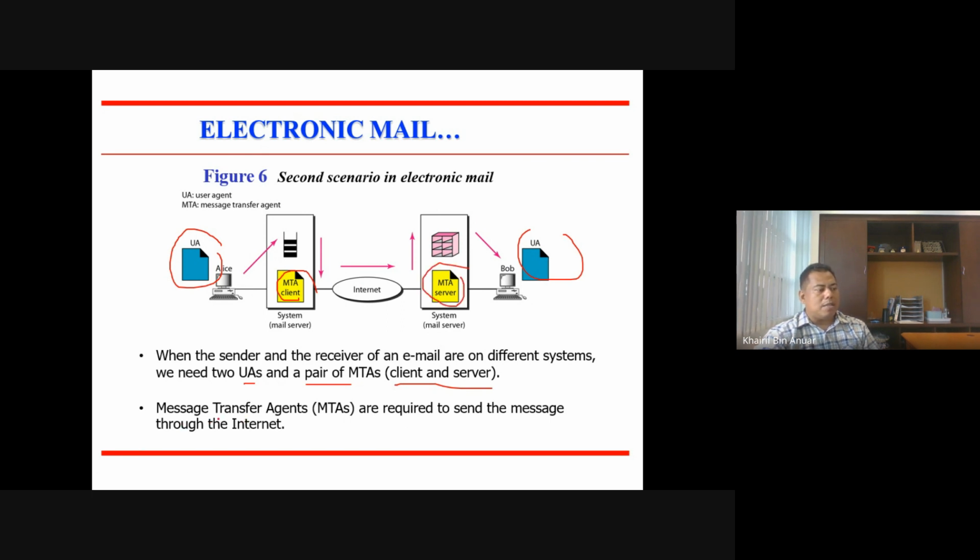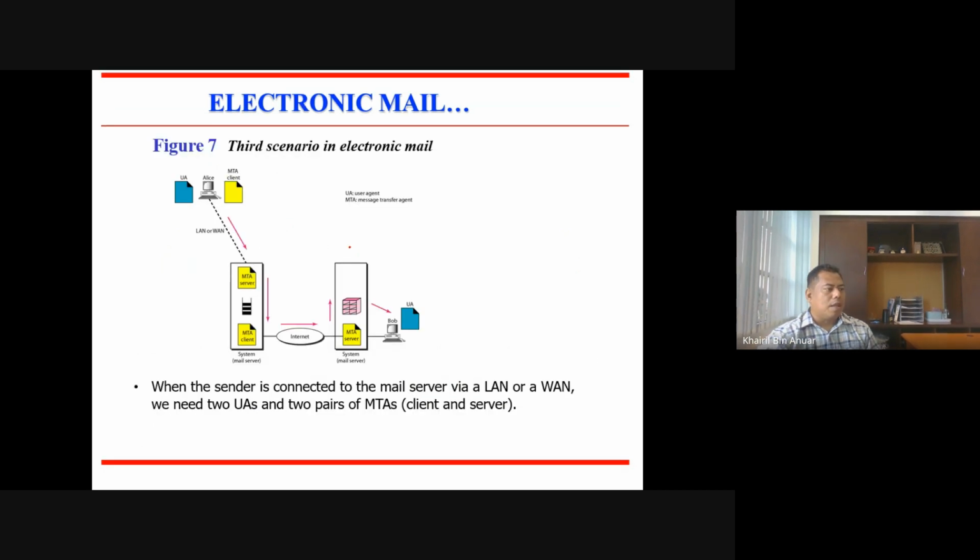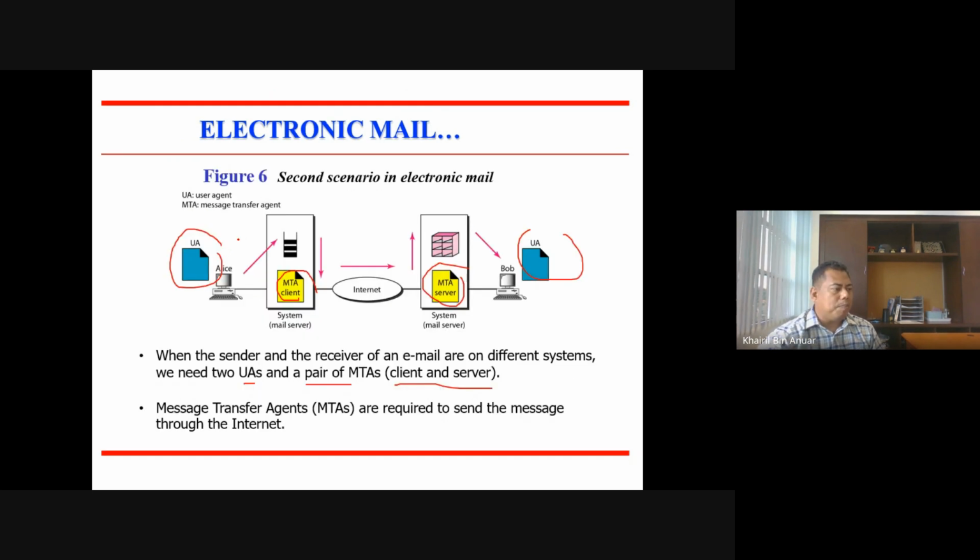Then the message transfer agents are required to send the message to the internet. So they need to communicate between each other. Then the third scenario: when the sender is connected to the mail server by a LAN or a WAN, we need two UAs and two pairs of MTA client and server. Now perhaps you are on a different network, but you want to send to this server, so you have to pass through the local area network or the wide area network. Compared to the previous one, you were connecting directly to the mail server. This is the second scenario.